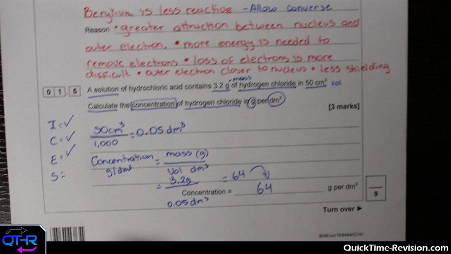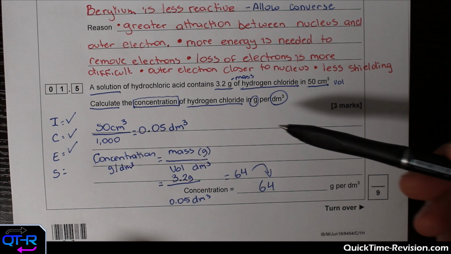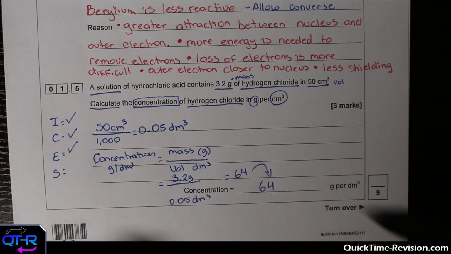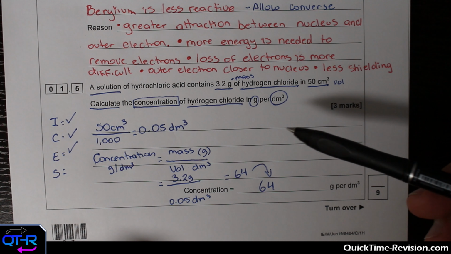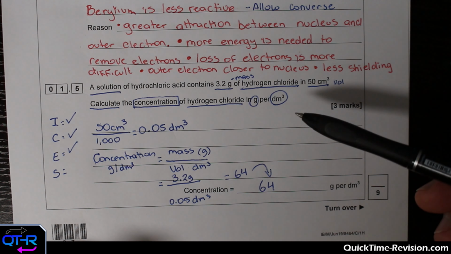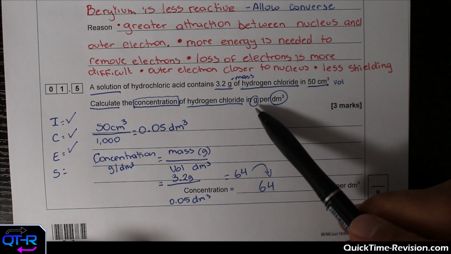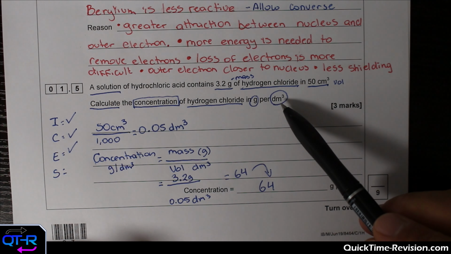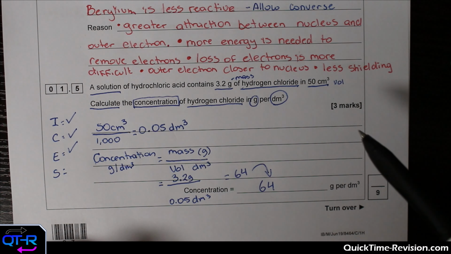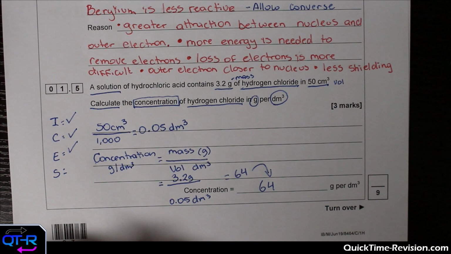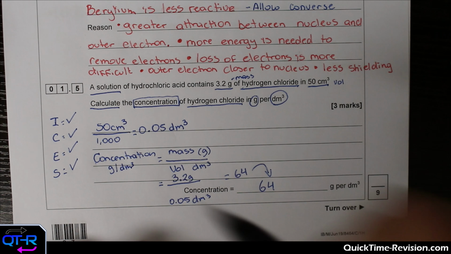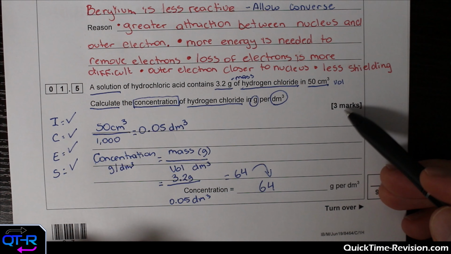Now, in this specific question, they're not asking me for a specific decimal place or significant figures. The units they're asking for are grams per decimeter cubed, but you have to be very careful because that conversion to decimal places or significant figures might give you the last mark that you need. So that is my substitution done. This is only at 3 marks. So there you have it.